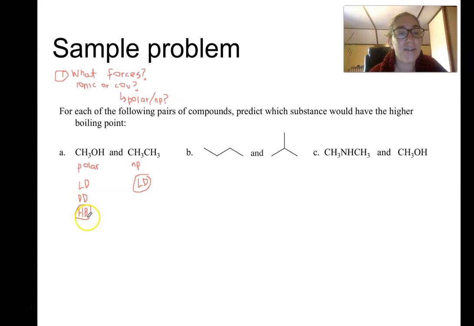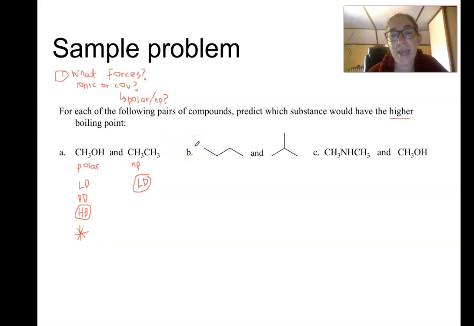All right, so since these two molecules are similar in size, but they have different forces, the one with the stronger force will have the higher boiling point. In this case, it's our polar molecule with hydrogen bonding. This one's going to have the higher boiling point, because it has the strongest force.